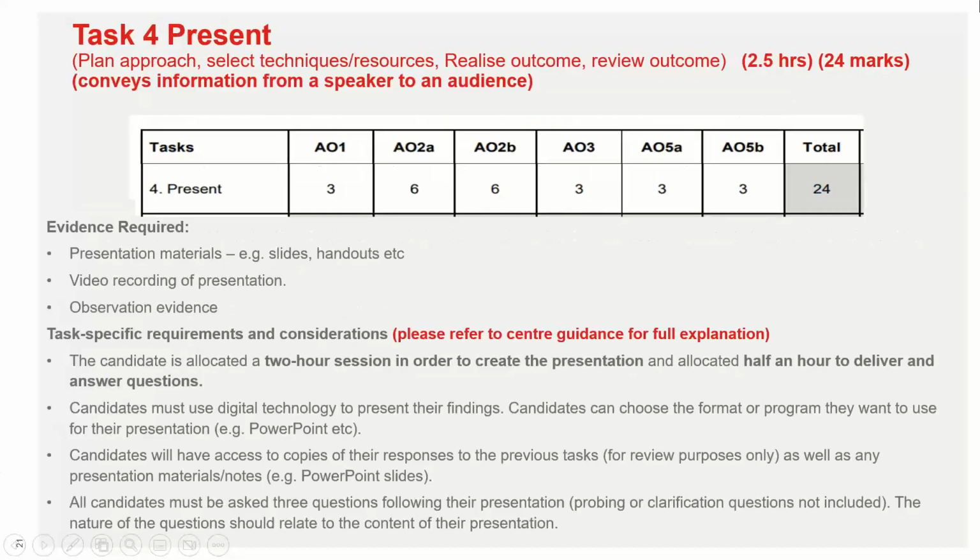So task 4, this is the biggie. Okay, so this is the presentation task. There's lots of information on this slide. So I'm going to pause for a minute while you can just read this information, and then I'll start to unpick it.